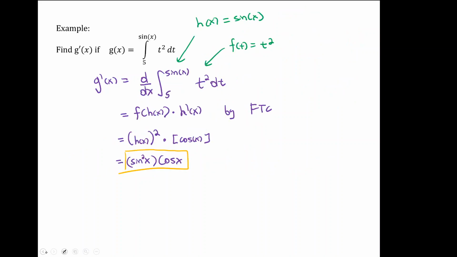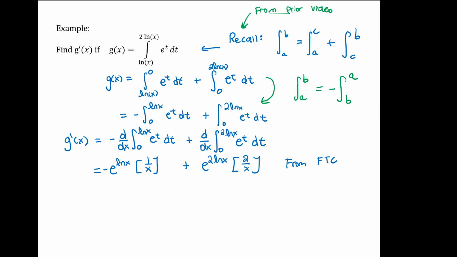So recall the FTC formula from the last example. If we're taking the derivative d by dx of the integral from a constant to a function, so to h of x, of f of t dt, what we'll get is f of h times h prime. So each of these is f of h, e to the t evaluated at ln of x, so e to the ln of x times h prime, so times 1 over x, since 1 over x is the derivative of ln of x. And the same for the second piece. We can simplify these. This is negative x times 1 over x using the cancellation law.